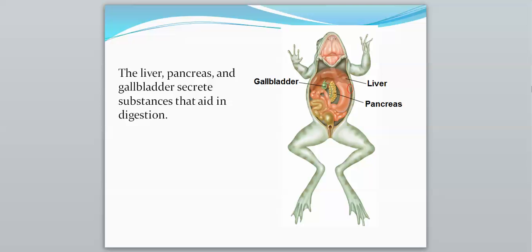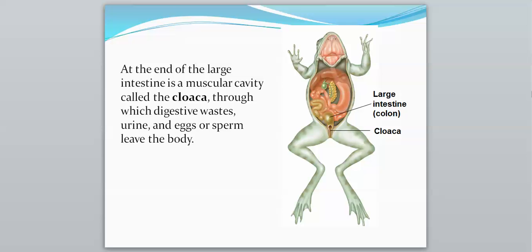And then the liver, pancreas, and gallbladder, so these are all three different structures labeled there. They secrete substances that will help aid in digestion, so those organs will help break down different foods that are eaten by our amphibians. And at the end of the large intestine is a muscular cavity called the cloaca, and through this, digestive waste, urine, and eggs or sperm will leave the body. So this opening right here serves several functions for the frogs. It can help them eliminate waste and also aids in reproduction as well. So those are the specialized regions that help the frog carry out digestion. And it's similar in all amphibians, but the frog is just one easy example to look at.